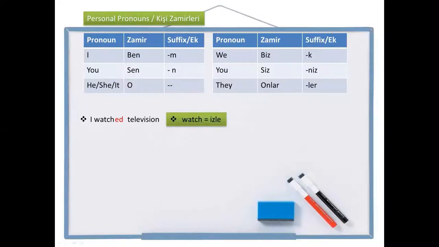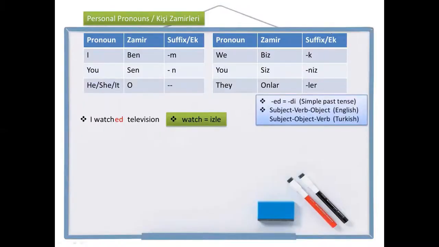At this point, I want to give you some information. First of all, in English, to make a sentence in the simple past form, we add a suffix which is ed. And in Turkish, to make a sentence in the simple past tense form, we add a suffix as d. So in English, it is ed. In Turkish, it is d.